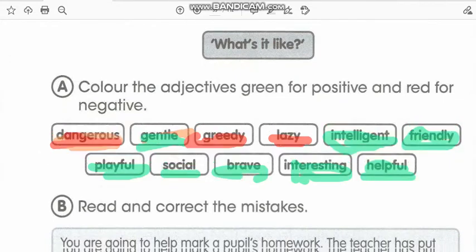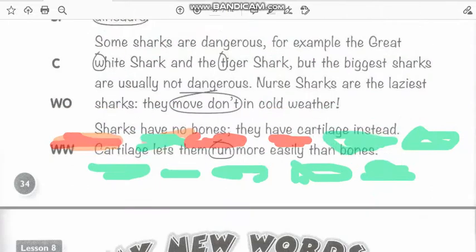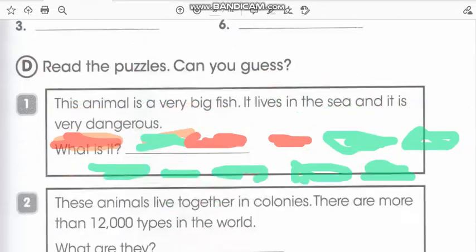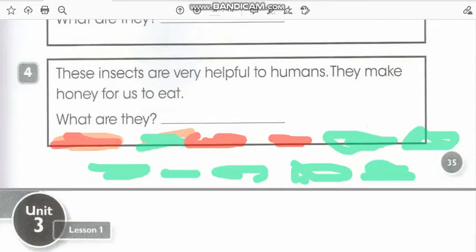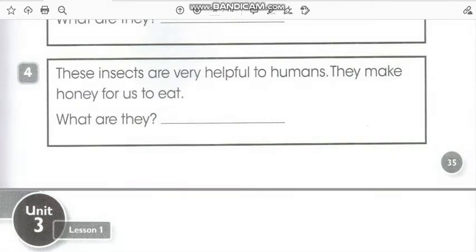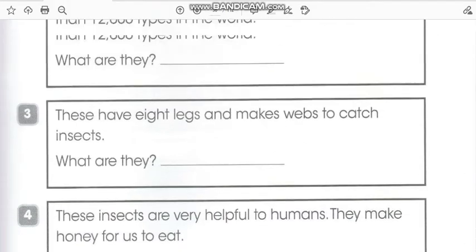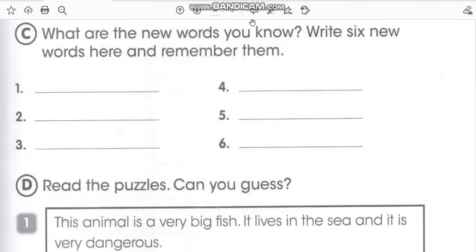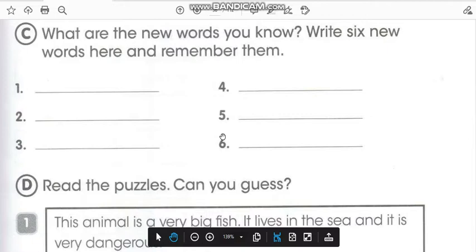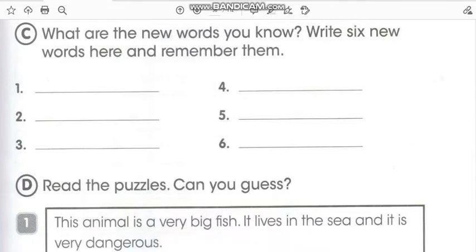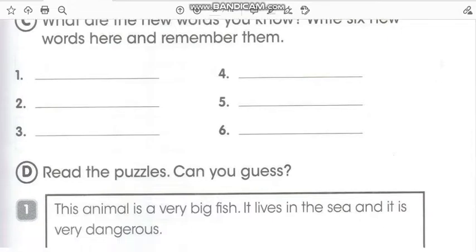Now to page number 35, one of the important exercises you have. The first exercise says: write the new words you know. Write 6 new words here and remember them. Write 6 new words you learned and try to remember them. This is the same as in unit 1. Of course, this is on you to write.